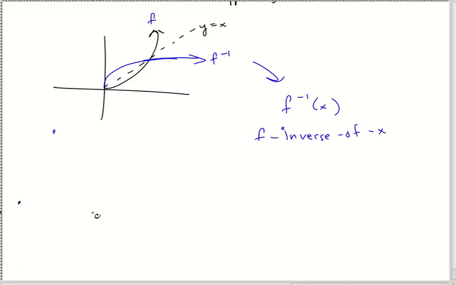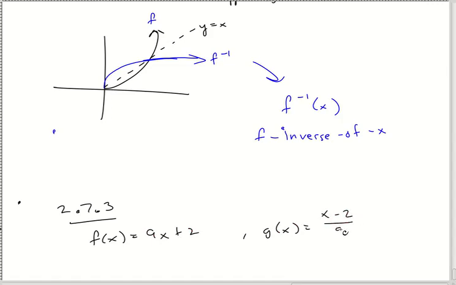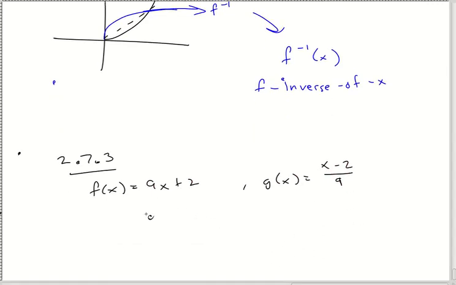I want to show you a math side first. So 2, 7, 3. Here we go. I got f of x is equal to 9x plus 2. And they say that g of x is equal to x minus 2 divided by 9. And they're going to ask, are these inverses of one another? Remember, inverses are opposites. And so I want to know, are they opposites of one another?